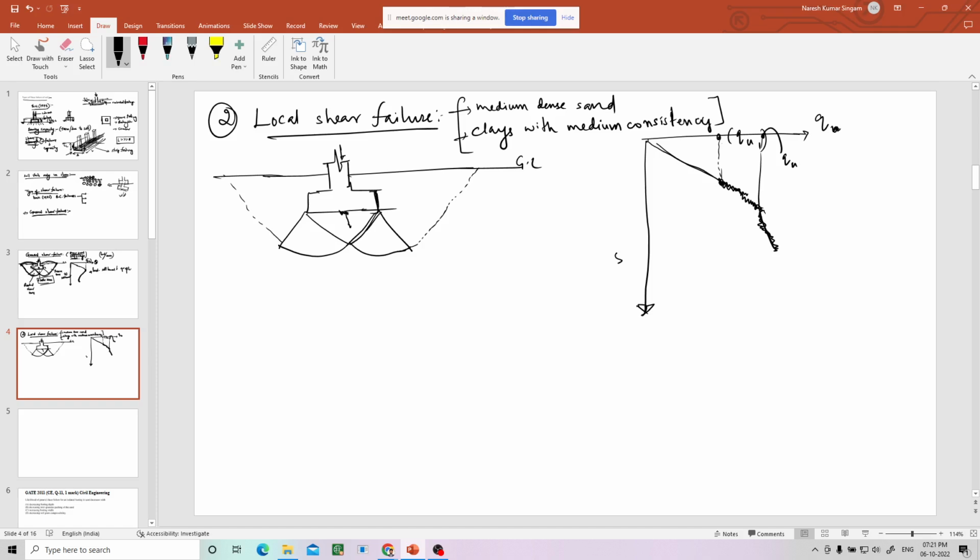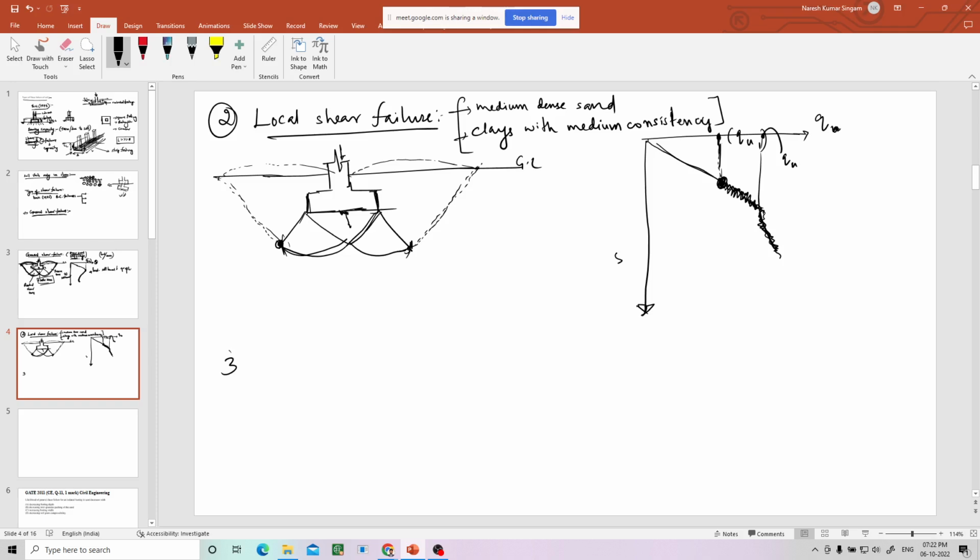Because this is medium dense sand and clays, these are the failure surfaces. Whenever the failure surface is within the footing area up to here, it will go up to QU1. Whenever it crosses this particular point, with sudden jerks the settlement will increase. Then slowly the failure surface tries to reach the ground surface. After reaching that, suddenly the settlement will increase. Okay, small heaves may be observed here also. So that is how local shear failure happens.